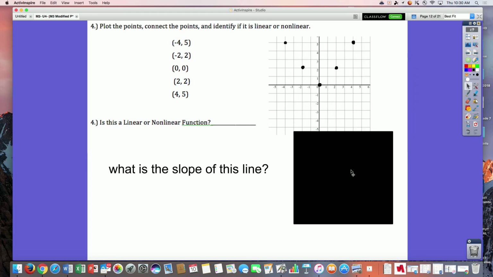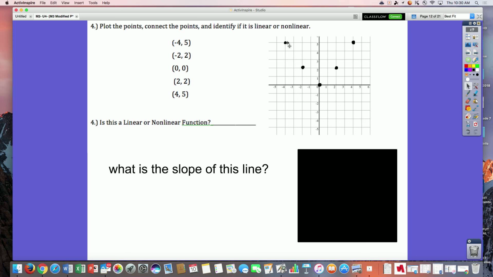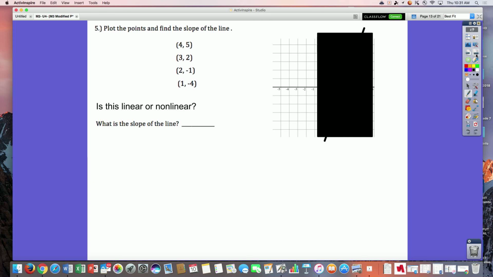I plotted these points, right? Negative 4, 5. Negative 2, 2. 0, 0. Uh-oh, then 2, 2. And 4, 5. Is this linear? Can I draw a line there? I can't draw a straight line connecting all these points. So this is nonlinear. And if it's nonlinear, it doesn't have a slope. Did you get tricked by that? I bet you didn't. Let's do the next one.